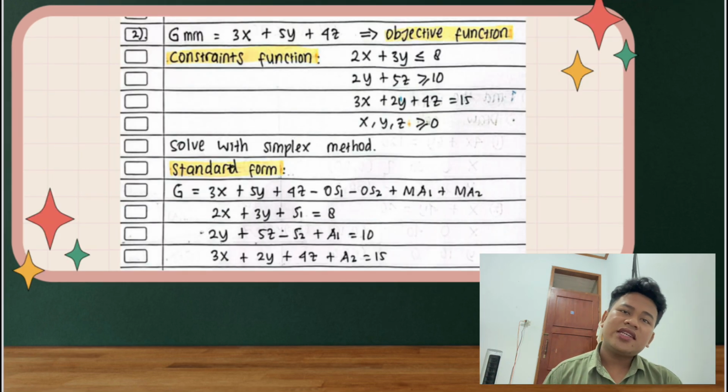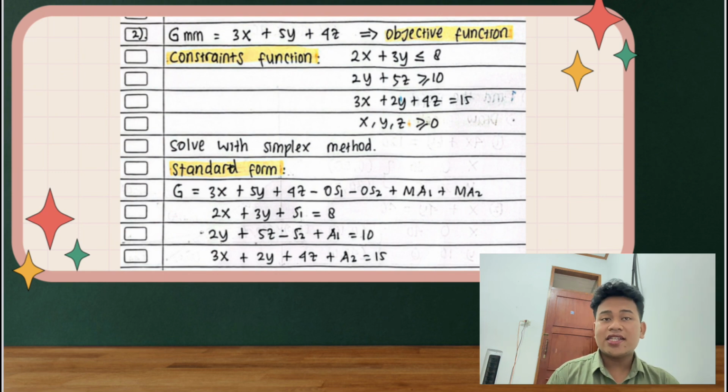So we immediately see the objective function is g min = 3x + 5y + 4z. Then the constraint functions are 2x + 3y ≤ 8, then 2y + 5z ≥ 10, then 3x + 2y + 4z = 15. Sorry, these are the constraint functions. And x, y, z ≥ 0. Solve using the simplex method. Okay, let's form the standard form.